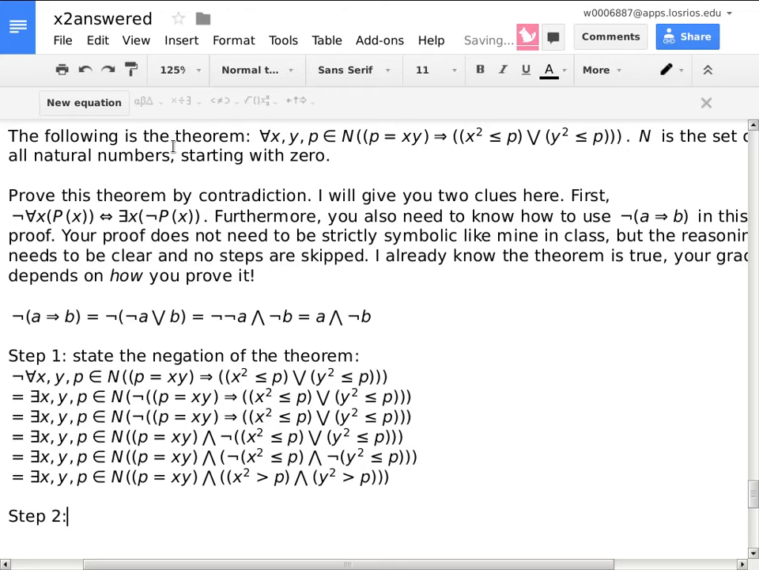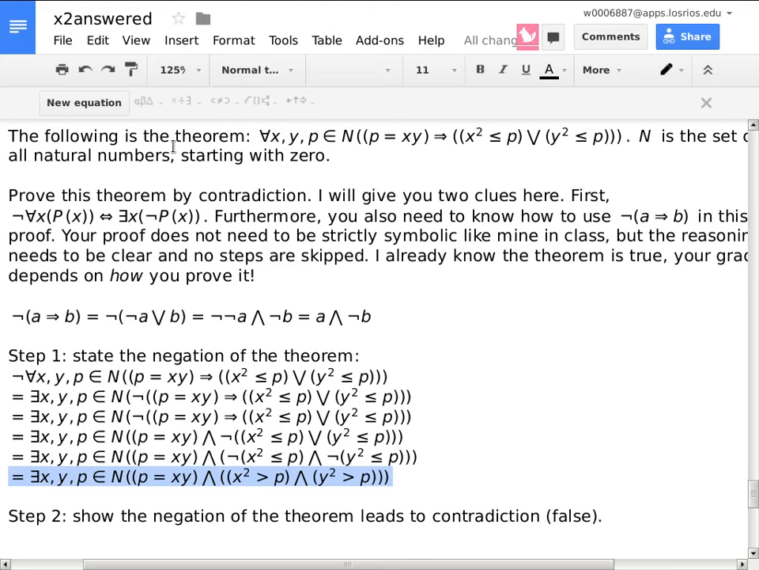So step 2, show the negation of the theorem leads to a contradiction, which means false. So we want to say that this whole thing is false. There's no way we can actually do this. But why is it false?